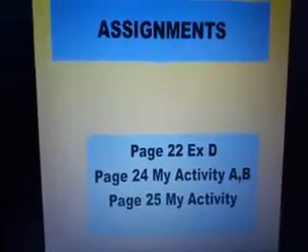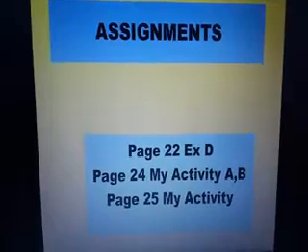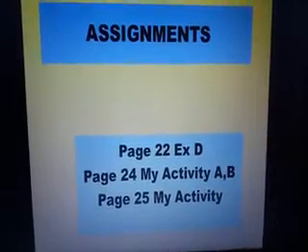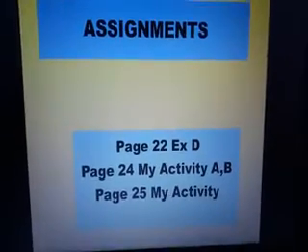Here are some assignments. Page 22, exercise D, page 24 and 25, both are my activities. Please do them in your textbook.